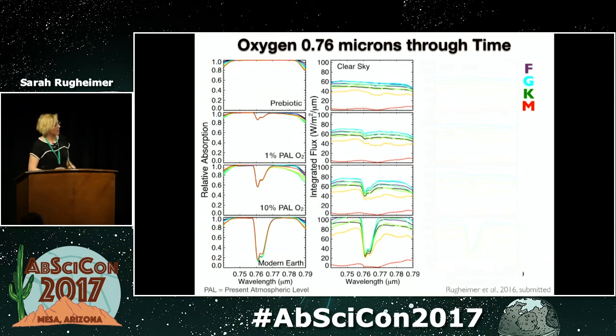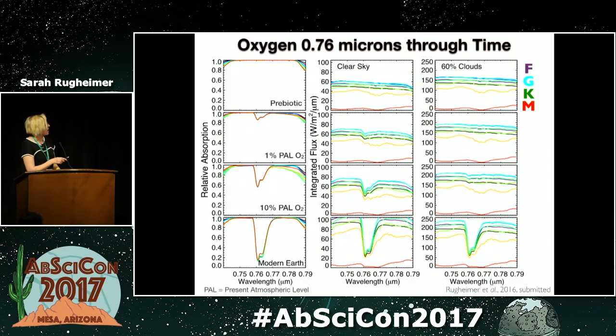When we put this in a clear sky model where we're not considering clouds, but we are considering different effects in the atmosphere like Rayleigh scattering and whatnot for direct detection spectra, you can see that you start to get that little bump for oxygen at 1% and 10%, and then the modern concentrations. Again, this color code is for F, G, K, M stars, so the hotter stars are the purple lines going down to the red for the M stars.